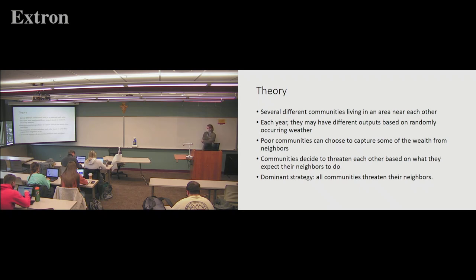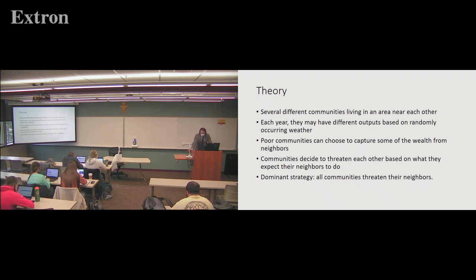So poor neighbors that randomly get low output that year can choose to capture some of the wealth from their neighbors that have good output. So the wealthy community, they can either pay the bribe, if they're going to be attacked, they see the attack coming, they can come out and say, hey, we'll bribe you to stay away, or they can defend. Either one is going to be costly, but if they end up fighting, both sides are going to suffer losses, so both end up with negative.